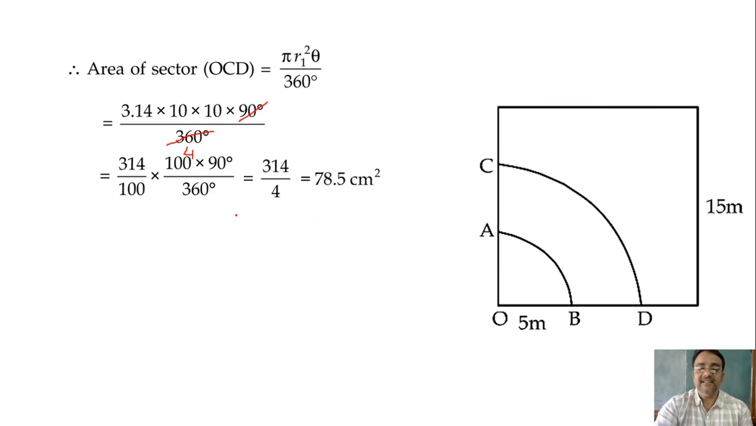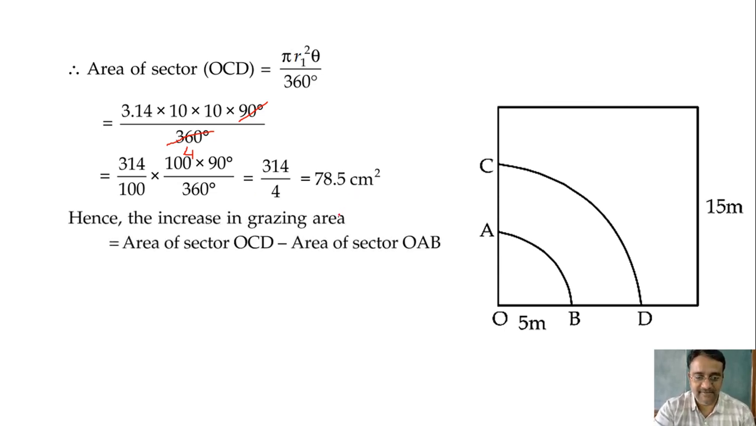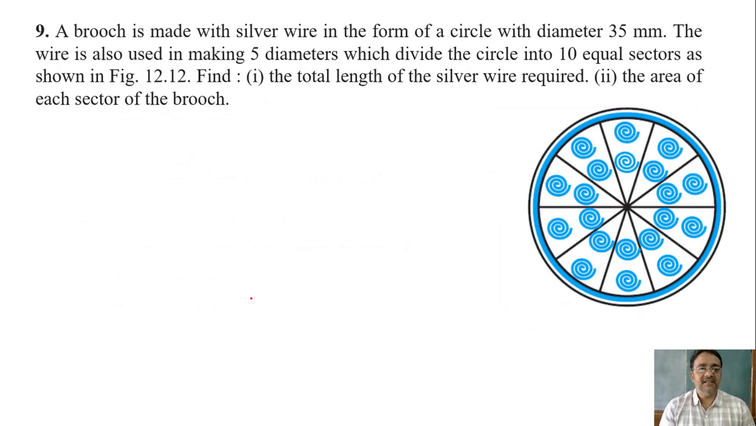Now, hence the increase in grazing area, we have to subtract these two. 78.5 minus 19.625. So finally we'll get 58.875 meter square. Okay, so any doubt in this question? No, sir. Next, ninth question.